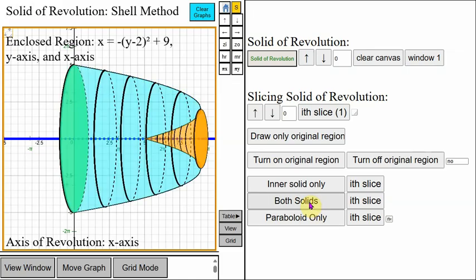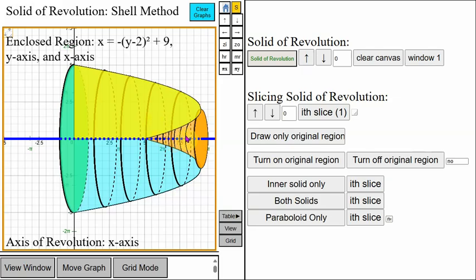And this is what the solid of revolution will look like. At the top here we have a cone, and so we want the volume of the solid without the cone.